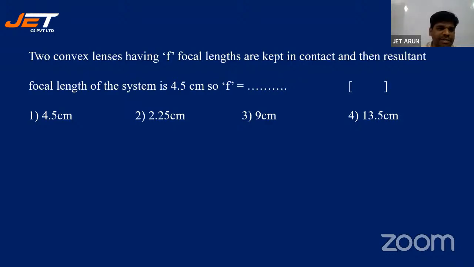Yes, Riya, you are right. Reshma is right. Riya is right. Be careful, students. If I put f by 2 for one lens, I got 4.5. So what is f? Yeah, Vishwant, you're going wrong over there. That's okay, but think again. Vishwant, think again.